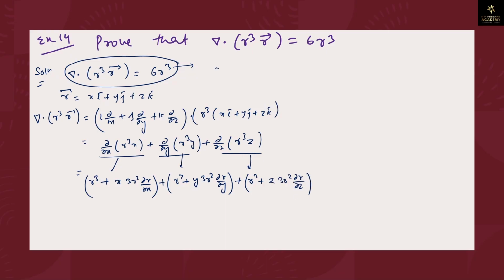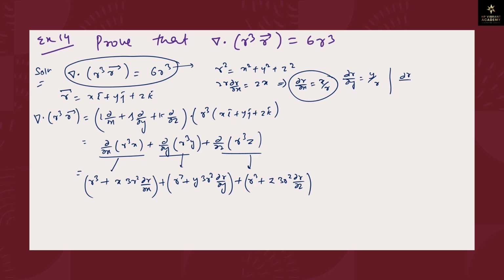So we have r square is equal to x square plus y square plus z square. From here, 2r ∂r/∂x is equal to 2x, so ∂r/∂x is equal to x/r. Similarly, ∂r/∂y is equal to y/r, and ∂r/∂z is equal to z/r. So let us combine this. We have r cube and r cube, so this is 3r cube plus 3r square.